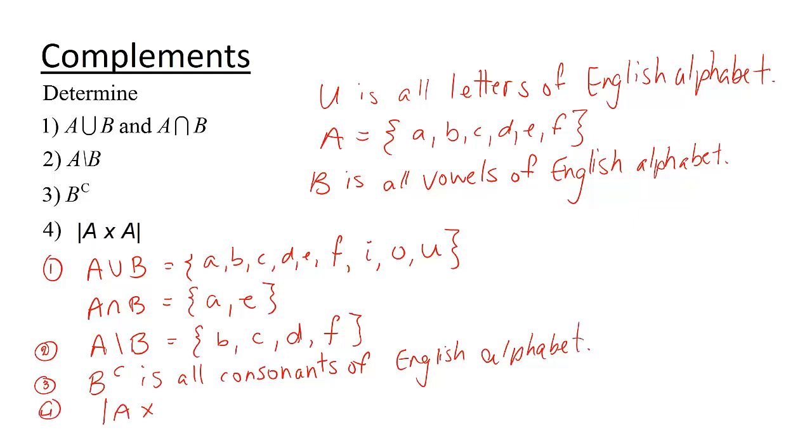The cardinality of A cross A should be equal to the cardinality of A times the cardinality of A. And the cardinality of A is 6. So we should get 6 times 6. That means that if we go to find the Cartesian product A cross A, it should have 36 ordered pairs.